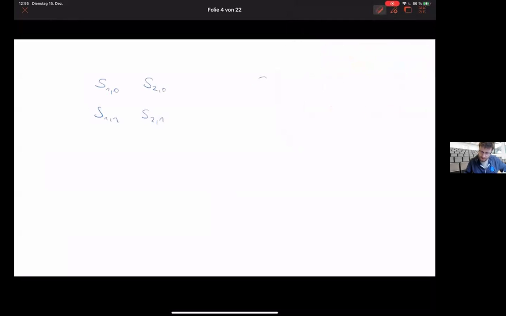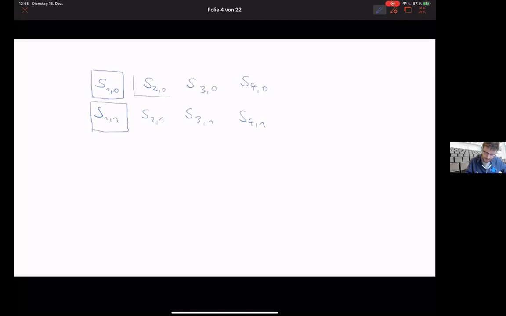Let's make a branching program of some S30 and S31, S40, and S41, right? Those are all square matrices from Z_q to the W times W. So even though my drawing is a little bit off, they are all matrices of the same size.